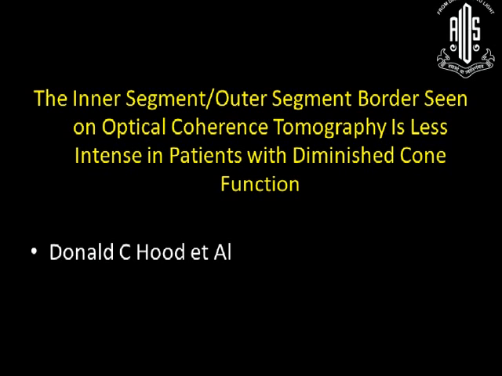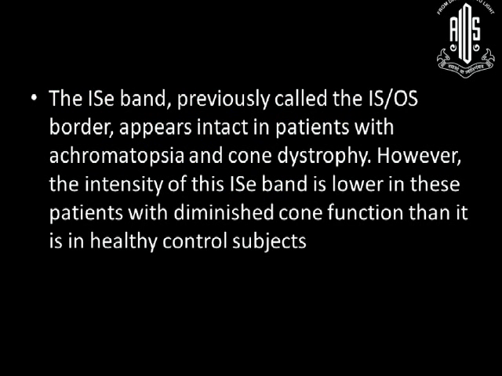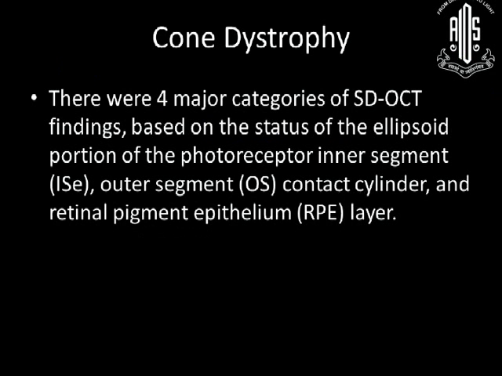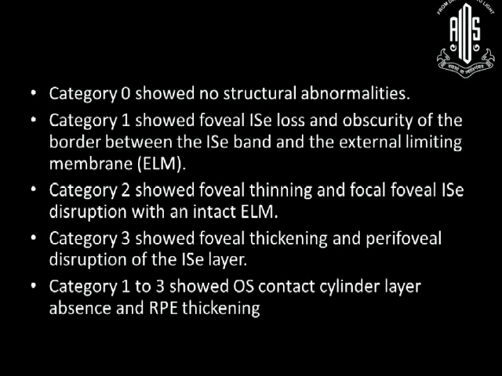This is another interesting paper which showed that people may have intact coast lines, but in cone dystrophies, the intensity of the coast line measured is less. This is another journal that came in the Korean Journal of Ophthalmology, in which in cone dystrophies, people were divided into 4 basic categories, one based on the involvement of the ISOS layer and based on the involvement of the ELM. This is just an example of probably how we could have a classification of the ISOS, the coast line and the ELM in the future.